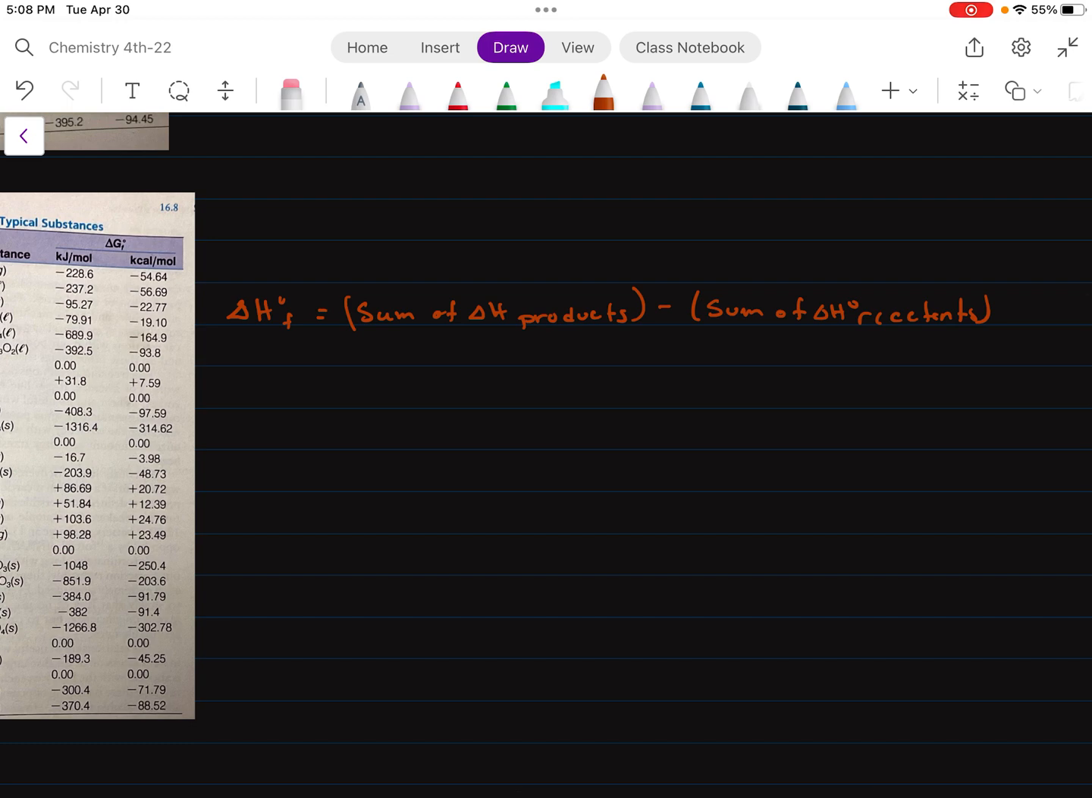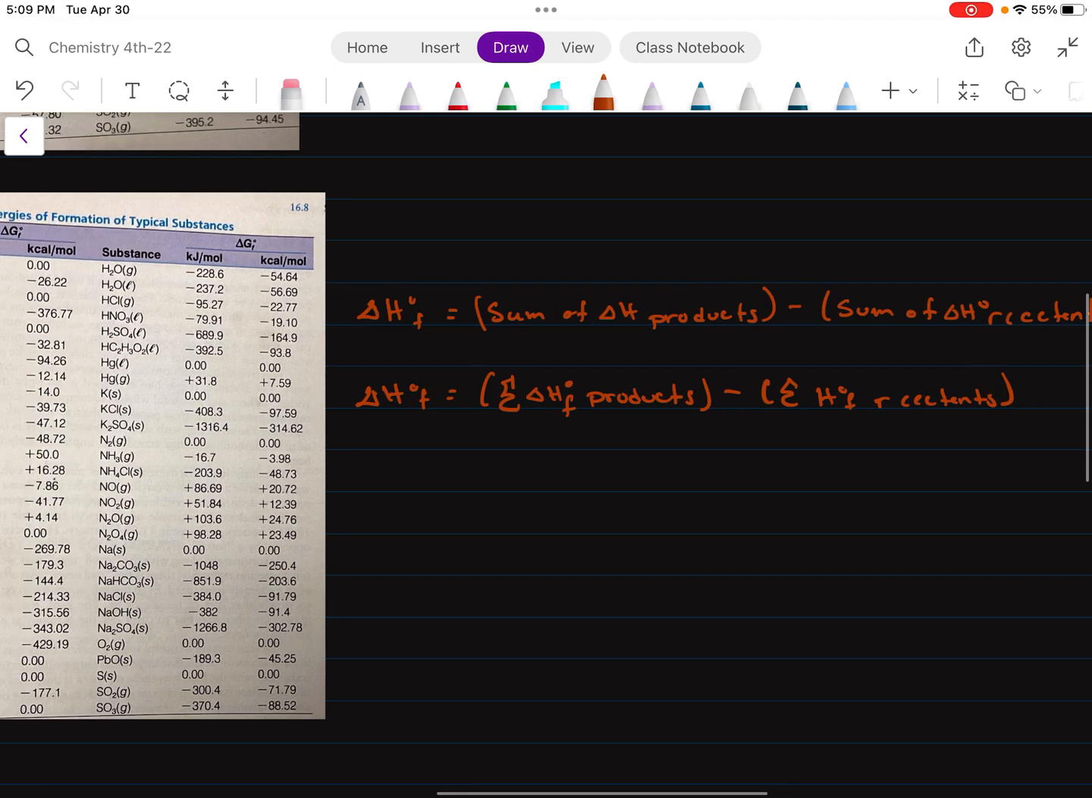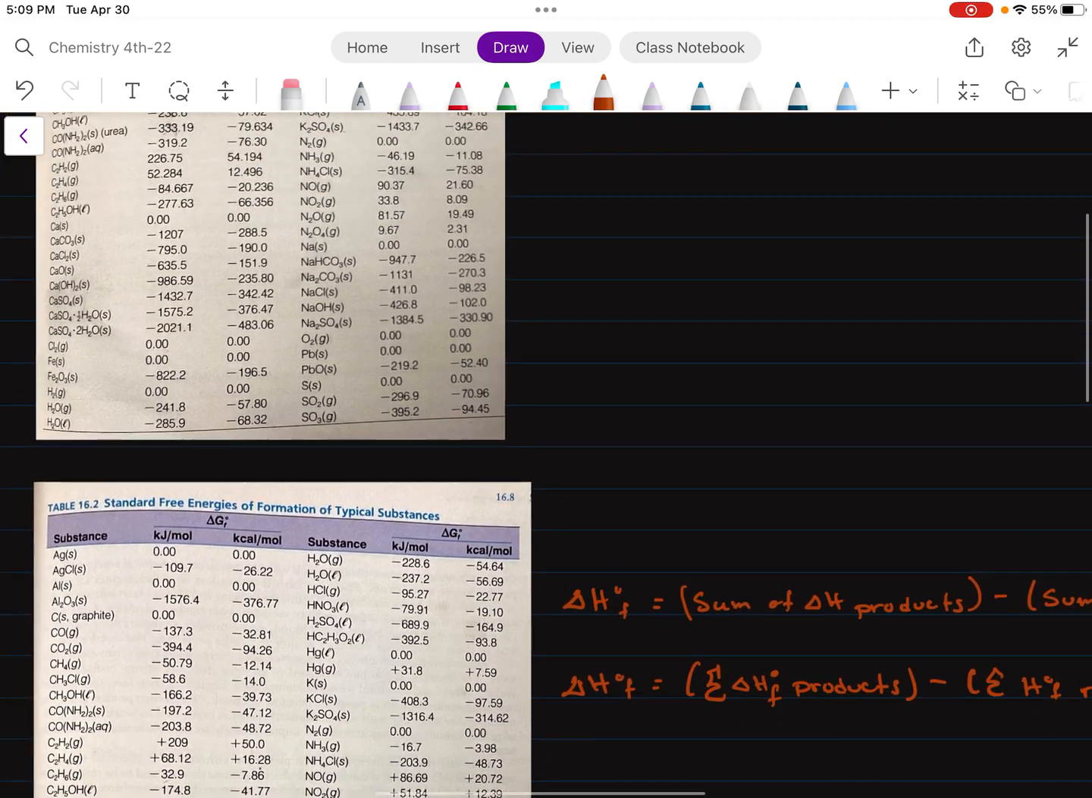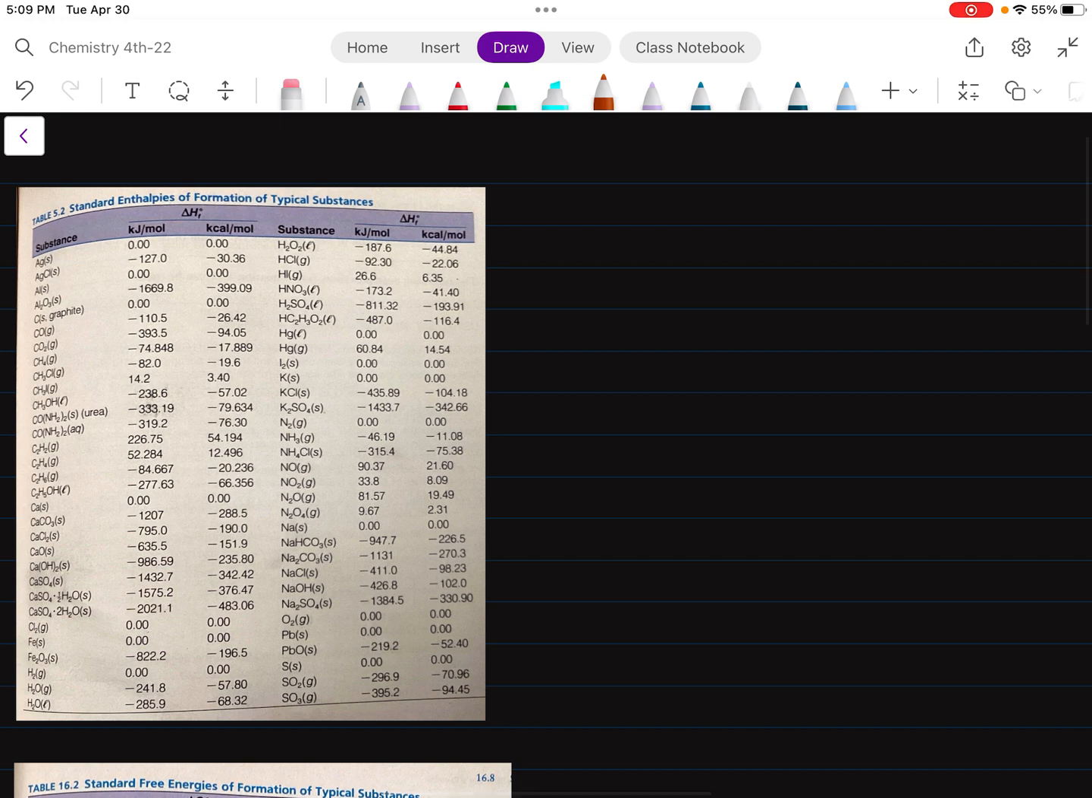We can rewrite it as delta H is equal to the sum of the heat of formation of the products minus the sum of the heat of formation of the reactants. Okay? So let's find our values. I wrote next to the wrong table, but let's come up here. Here are my heats of formation. Let's highlight the ones that we're going to use.